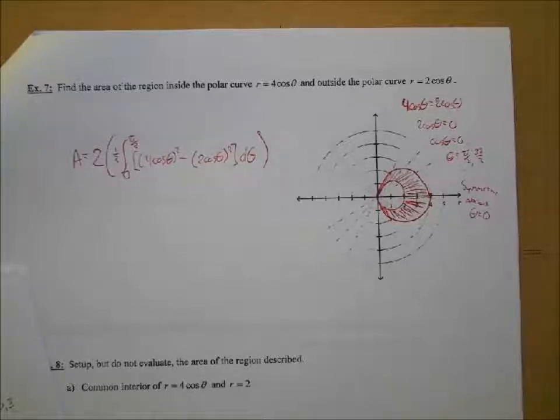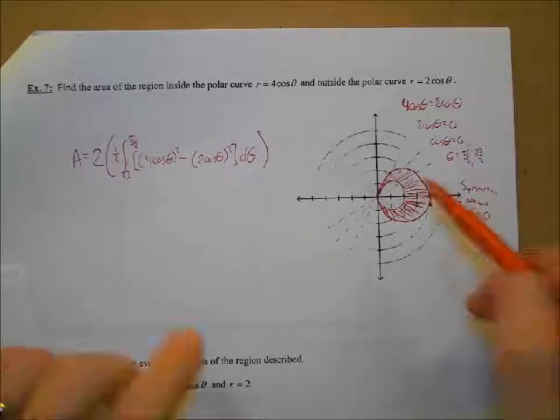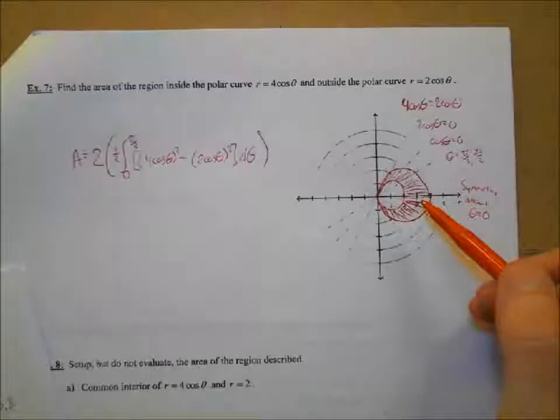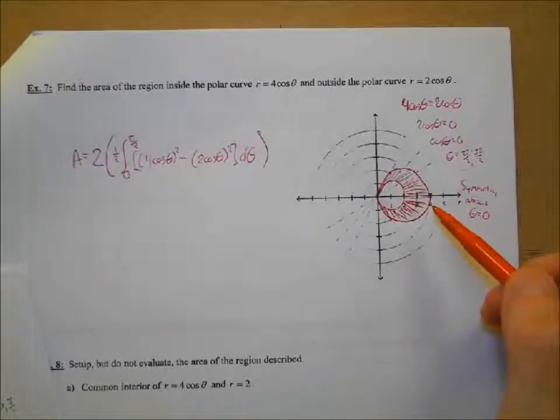Yes, go ahead, Karen. I'm just confused on why the bounds are from 0 to pi over 2. Why the bounds are from 0 to pi over 2? If it was from pi over 2 to 3 pi over 2, wouldn't that be from pi over 2 rotating to 3 pi over 2?